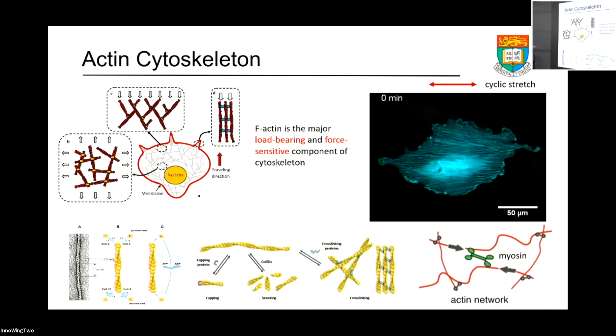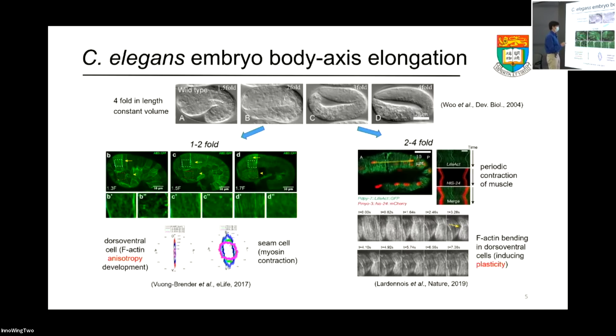Okay, now let me briefly describe the first thing we have done. The first thing we have done relates to embryo development. In this case, it is C. elegans, which is a model organism that people have used to study embryo development. During the development of such an embryo, one very important stage is that the length of the embryo will elongate by fourfold.